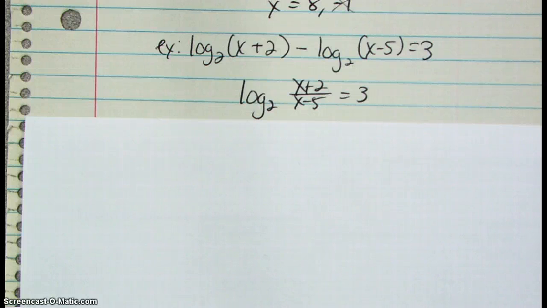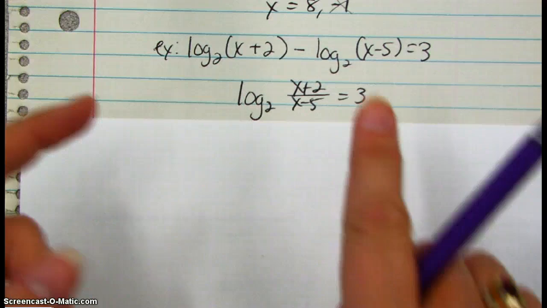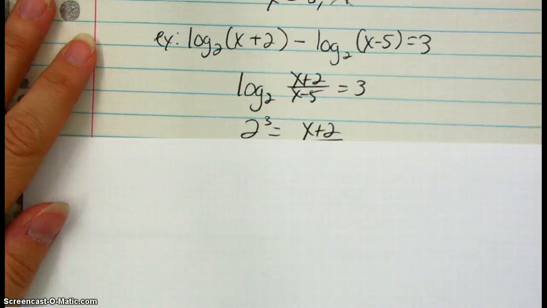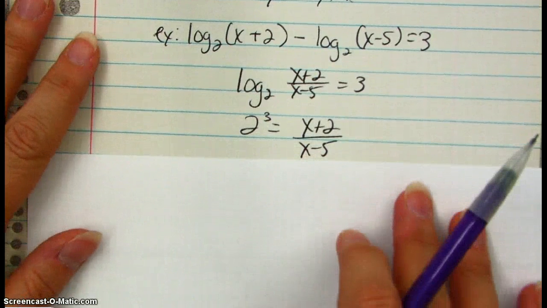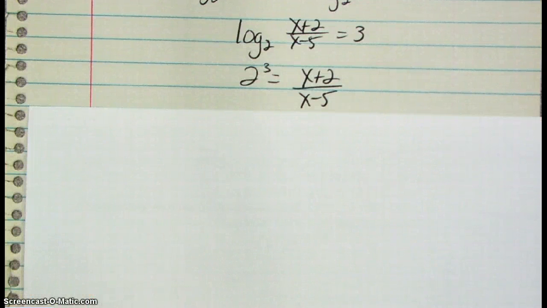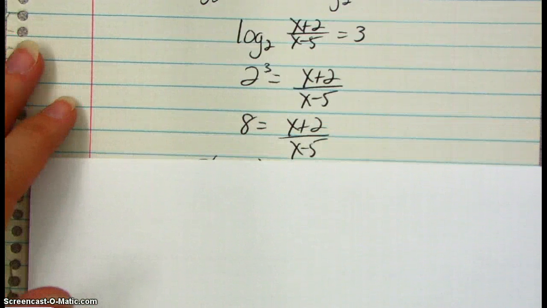Again, my x is still very trapped. But it's down to a log with a base with something here and a number. I can now use the inverse definition and change this to exponential. So that would be 2 to the third power equals x plus 2 over x minus 5. The only thing I can really clean up here is to make that an 8 so I can see the number clearly.